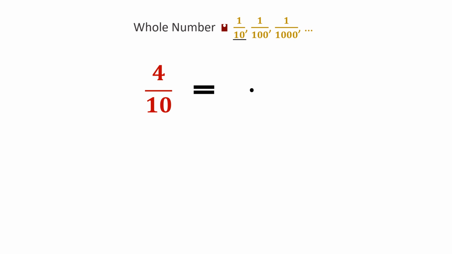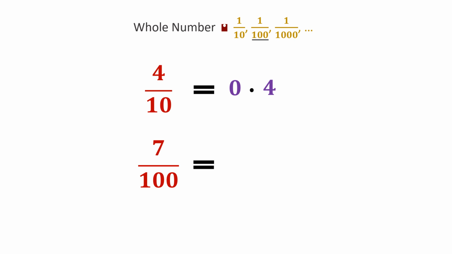Let us see how to convert fractions into decimals with an example. Let us take 4 by 10. As we see, the denominator is 10, which is the first digit after the decimal point. So 4, which is the numerator, will go to the tenths place. Now we can also see that there are no whole numbers in this fraction, so the whole number place remains 0.